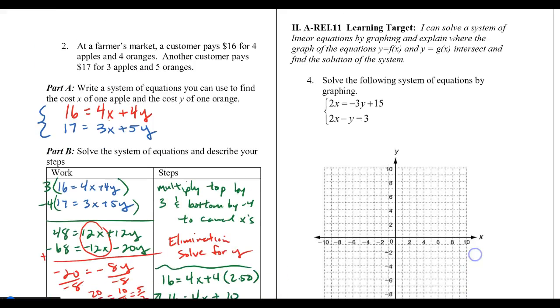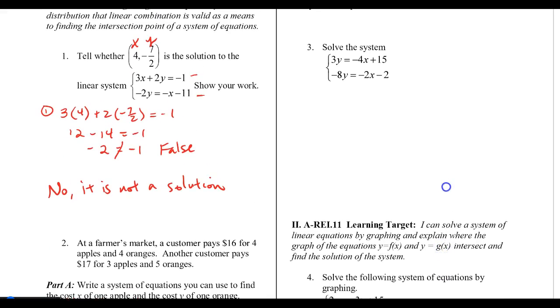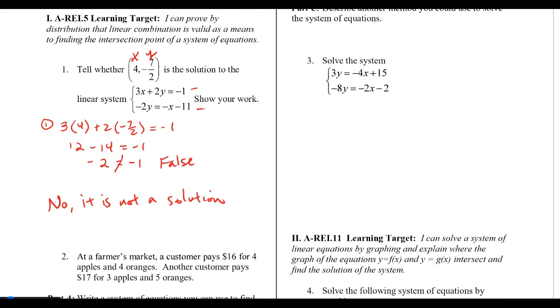All right, moving on to number 3. Again, we're solving the system. Once again, I can use graphing, I can use elimination, or I can use substitution. When I look at this, I notice that I probably don't want to graph it. Substitution might be okay. I'm going to use substitution on this one just so we have different methods on this video.